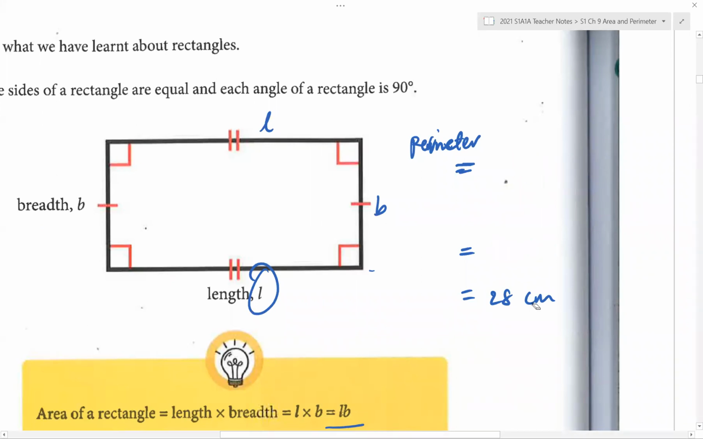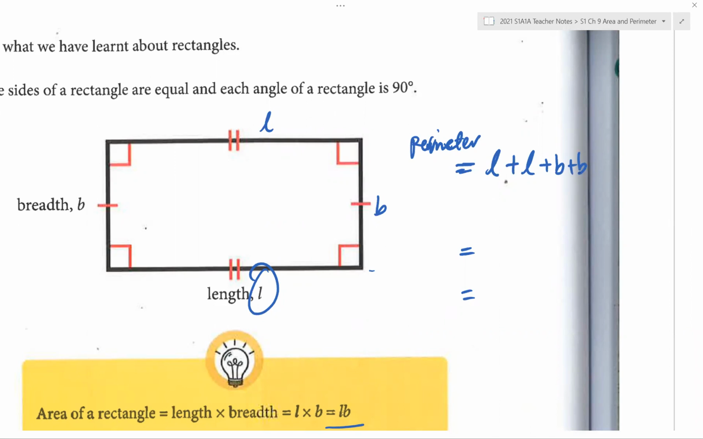So the perimeter is it L times L? Is it L times B? I'm finding perimeter. It is actually L plus B plus B, correct or not? Correct or not? I'm trying to add everything up. Any questions so far? L plus B plus B.